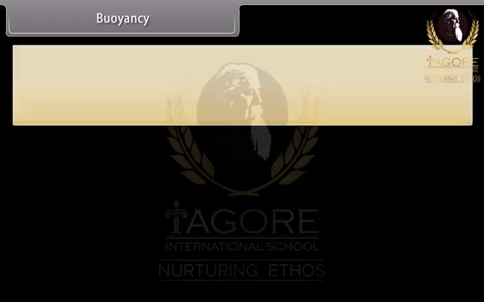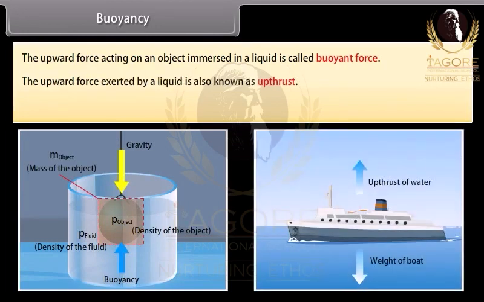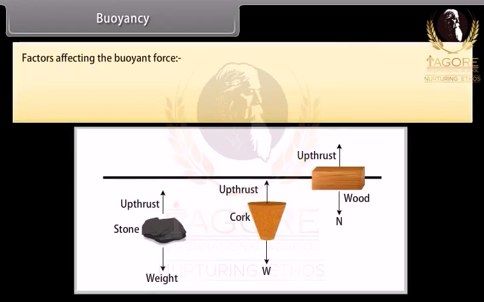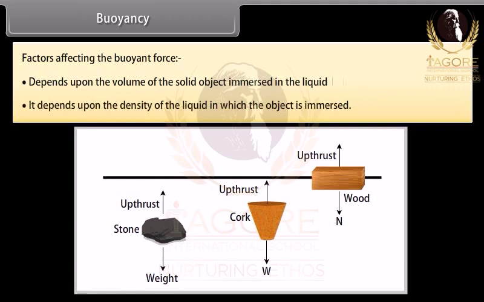Buoyancy. The upward force acting on an object immersed in a liquid is called buoyant force. The upward force exerted by a liquid is also known as upthrust. The tendency of a liquid to exert an upward force on an object placed in it is called buoyancy. The buoyant force depends upon the volume of the solid object immersed in the liquid. It also depends upon the density of the liquid in which the object is immersed.